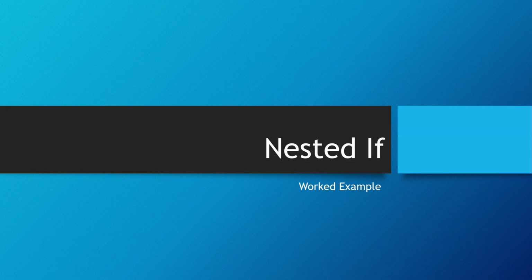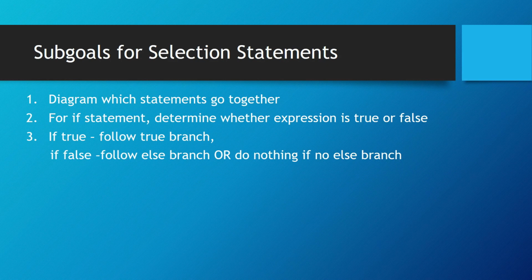In this example, we will be looking at nested if statements. Here are the subgoals for selection statements. Subgoal 1 states to diagram which statements go together. Subgoal 2 states that for an if statement, determine whether the expression is true or false. For subgoal 3, if the expression evaluates to true, follow the true branch. If the expression evaluates to false, follow the else branch, or do nothing if there is no else branch.